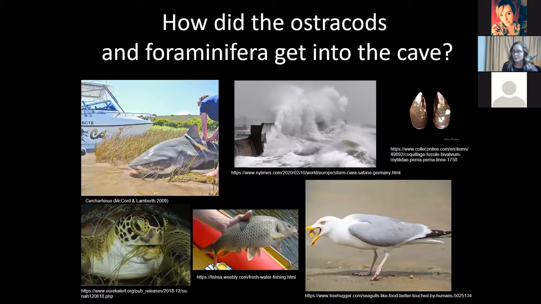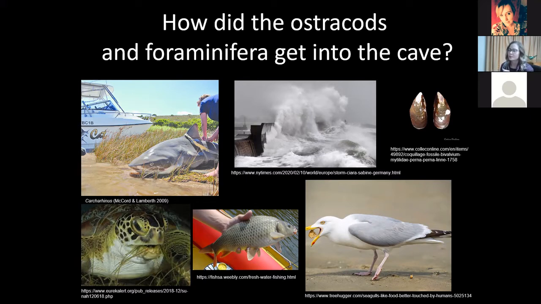So now the next question is, how on earth did the ostracodes and foraminifera even get into the cave? What we're assuming happened here in the case of the ostracods was probably that humans were trying to catch some fish, and the ostracods can actually survive in fish guts for a few days or so, as far as I understand. They do this by shutting their shells very, very tightly.